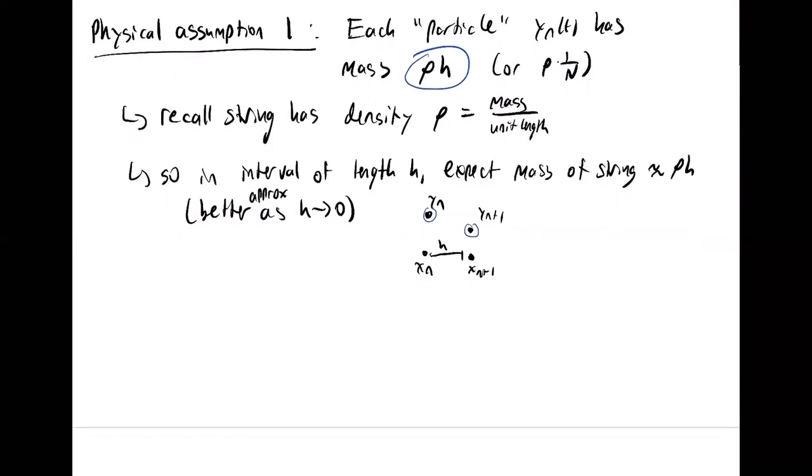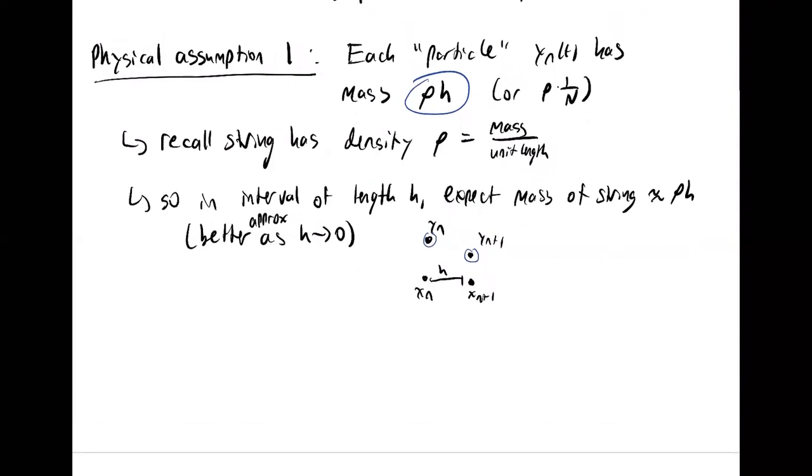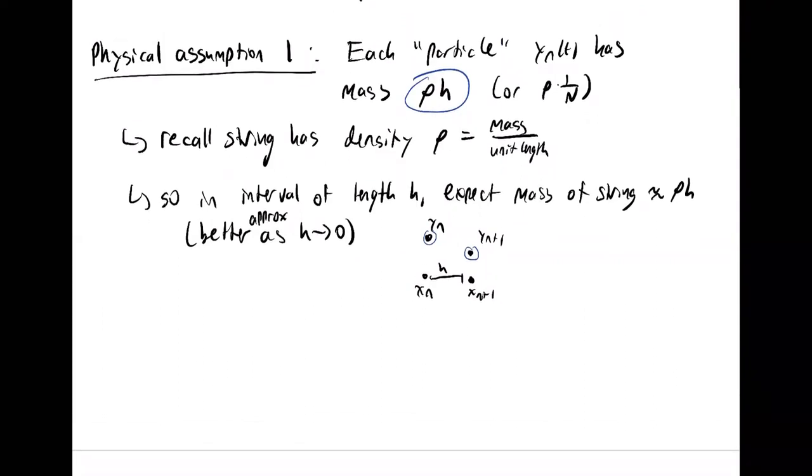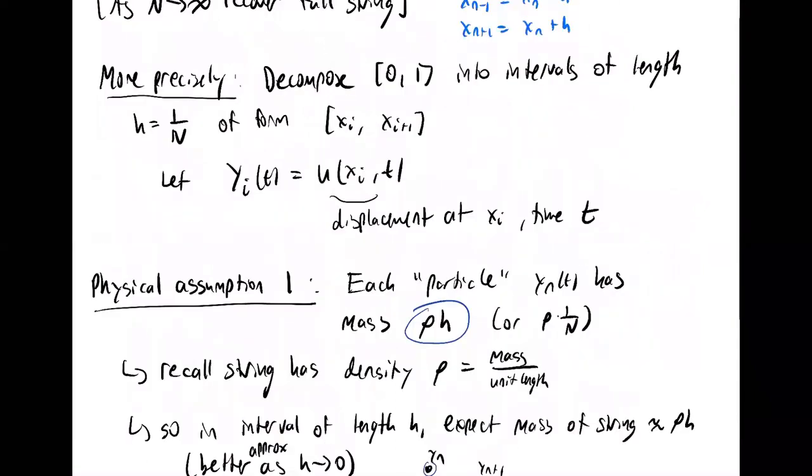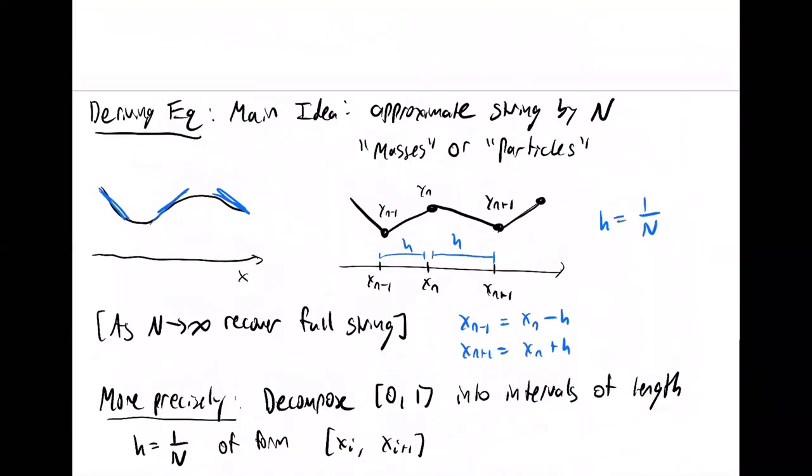And then the second assumption is related to how the particles act on one another, like the force that these different particles apply to one another. To understand this a little more, let's return to the picture for a second. Let me erase these to give room. You can imagine that this particle y_{n-1} is maybe pulling y_n downwards, and also y_{n+1} is maybe pulling y_n downwards.